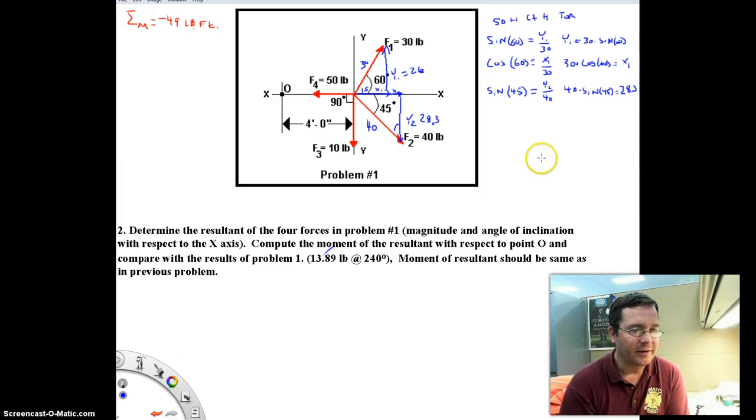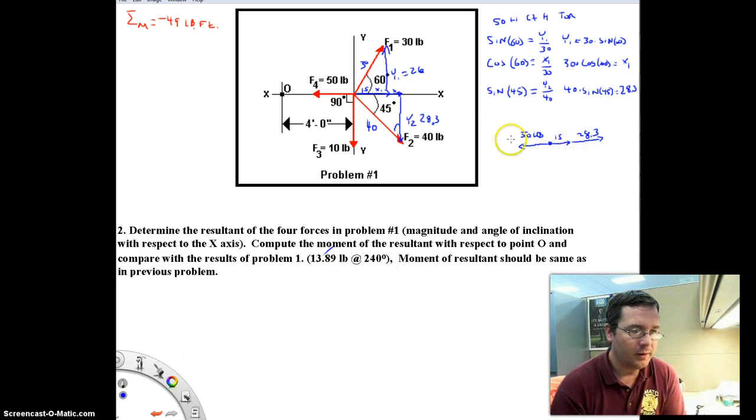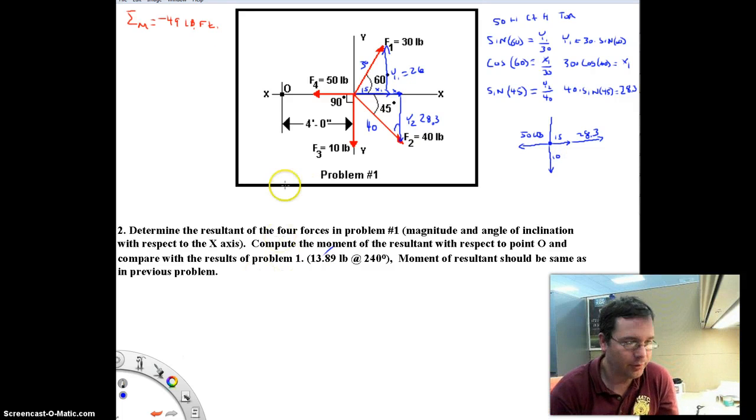So let's develop a free body diagram now that adds all of these components. So we have to the left this force of 50 pounds, and to the right x1 is 15, and x2 is 28.3. And the vertical components, well, we've got F3, which is 10 pounds. And we have the vertical components of y1 and y2. The vertical component of y1 is 26 pounds. And the vertical component of y2 is 28.3.